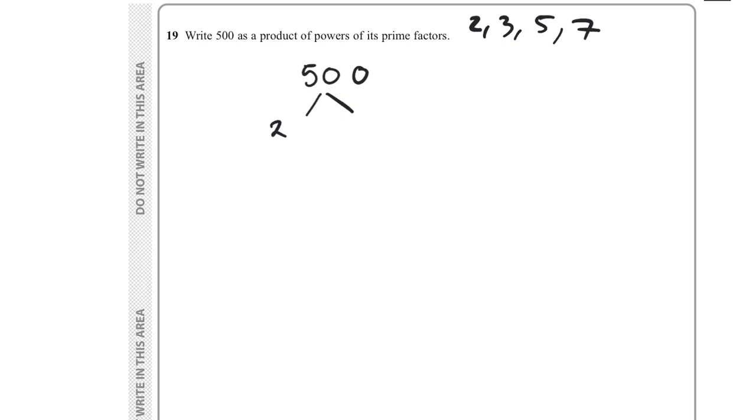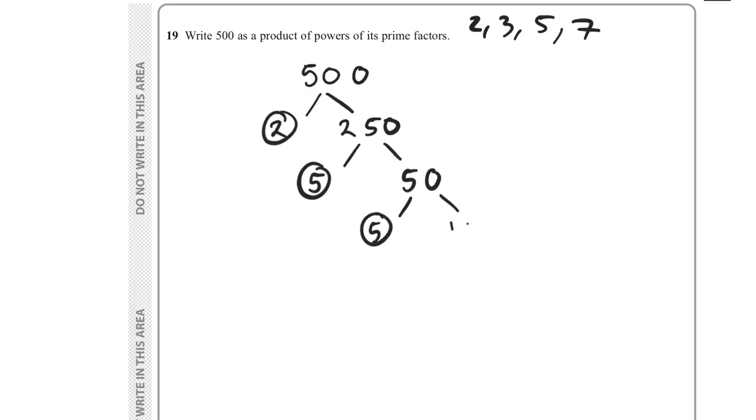So, divide it by 2, and then we'll get 250. Alright, you could half it again, but you know what? I fancy doing 5 now. Doesn't matter the order you want to do it in. 5's a prime. That's going to give us 50, because 5 times 50 is 250. I'm going to do 5 again. 10. And then we've got 5 and 2.